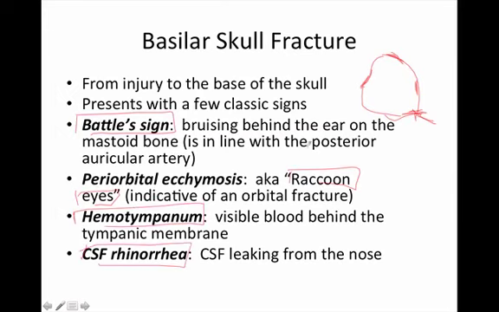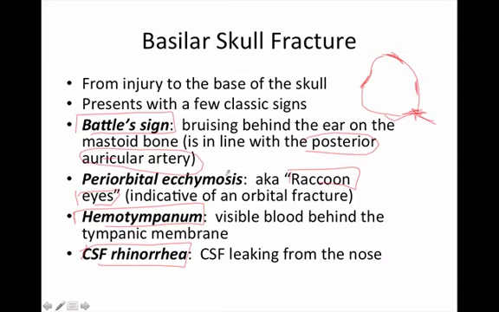So Battle sign is a bruising behind the ear on the mastoid bone. Right? This is right in line with the posterior auricular artery, and that's why that happens. The posterior auricular artery. Posterior, back here, auricular, ear, artery. And that's why you get Battle sign.